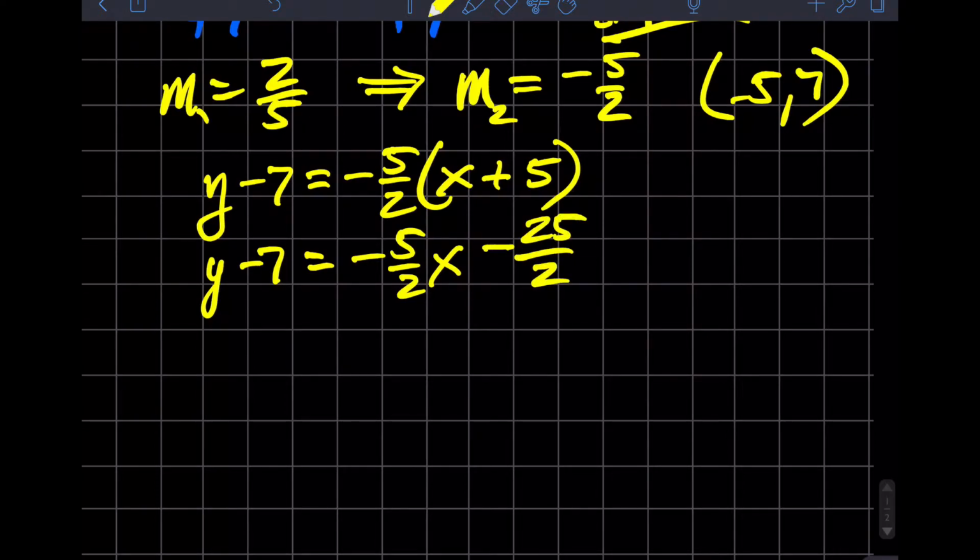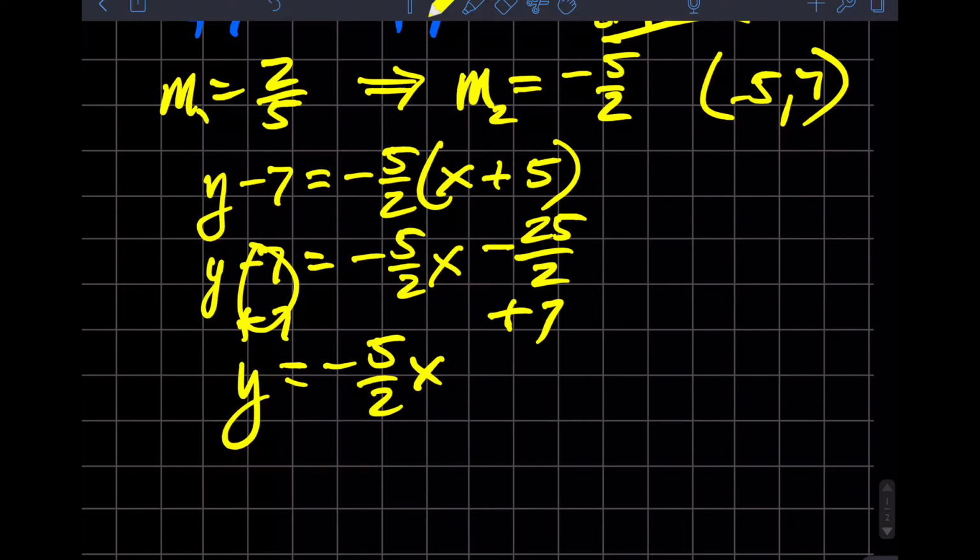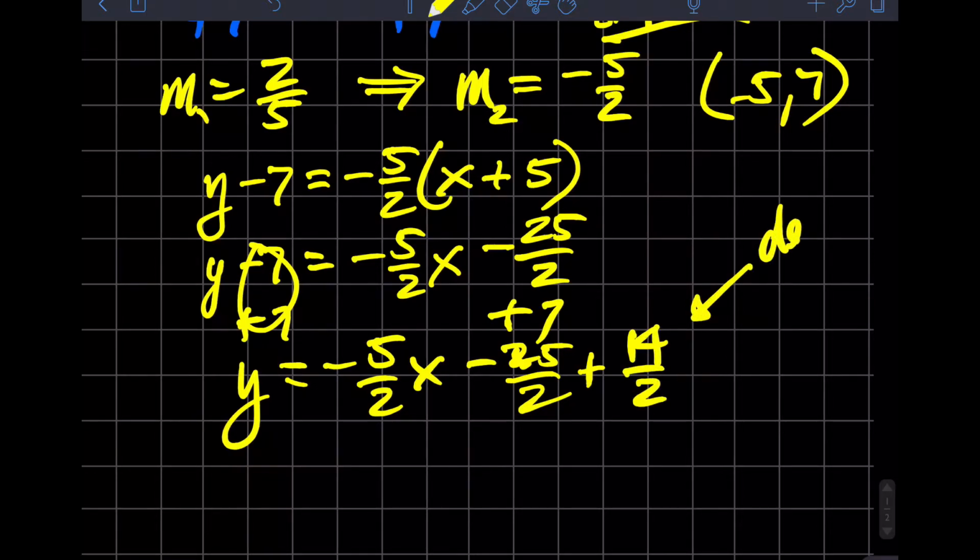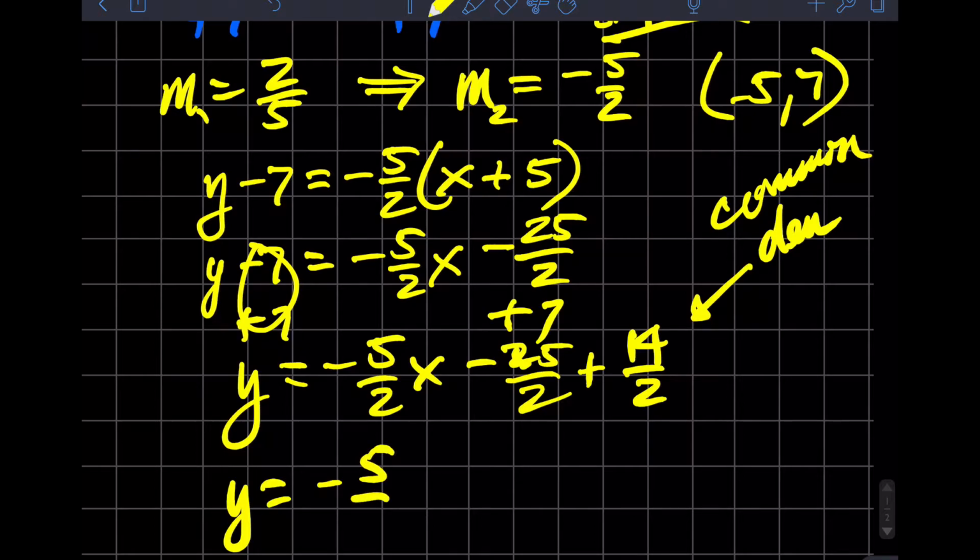25/2. I paused for a second because I thought maybe I messed up the sign above, but I don't think I did. And then I'm going to add 7 to both sides because I want this to be a 0, so that I'm left with y all by itself, and I'm really taking 25/2 and I'm adding 14/2. Remember, I made the denominators the same so I can add them, so I need common denominators. And so I get y equals -5/2 x minus 11/2.